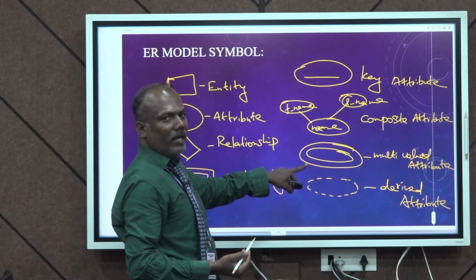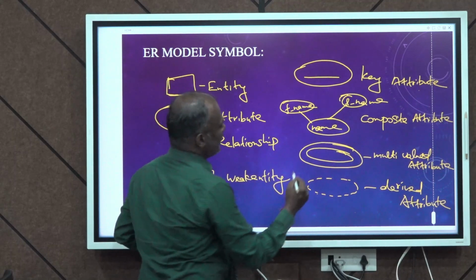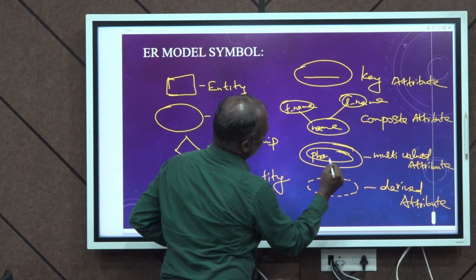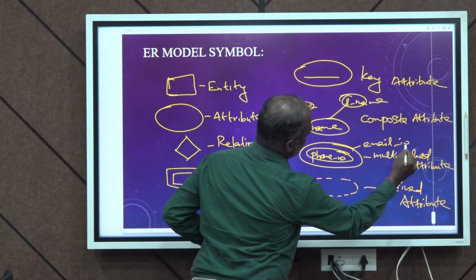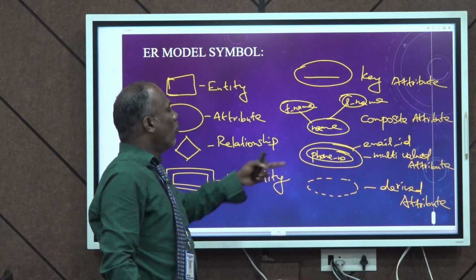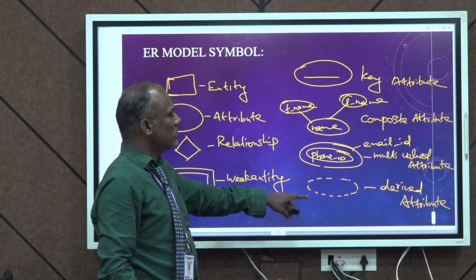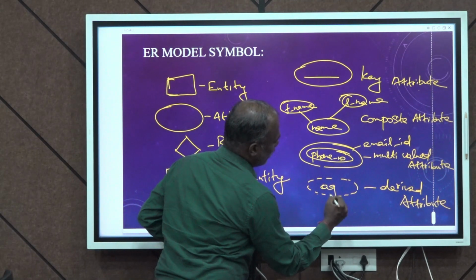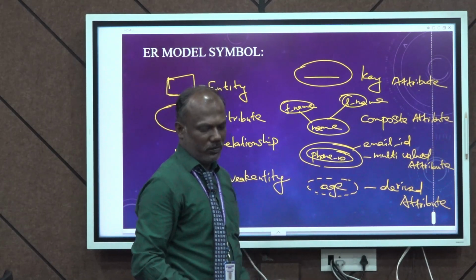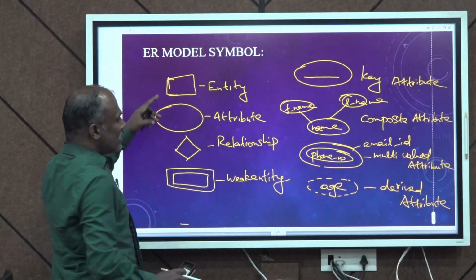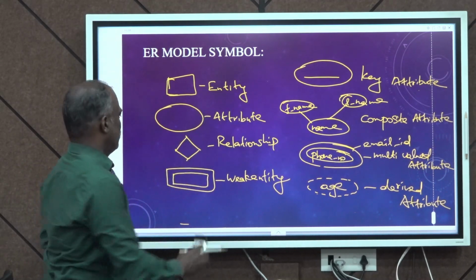Next one is multi-valued attributes. An attribute having more than one value is called multi-valued attribute. Example, phone number or email ID, because it is possible for a person to have more than one email ID. Derived attributes in the sense, the best example is the age. Age is calculated from the date of birth. So, that is called derived attribute. So, these are the symbols used to draw the ER diagram.